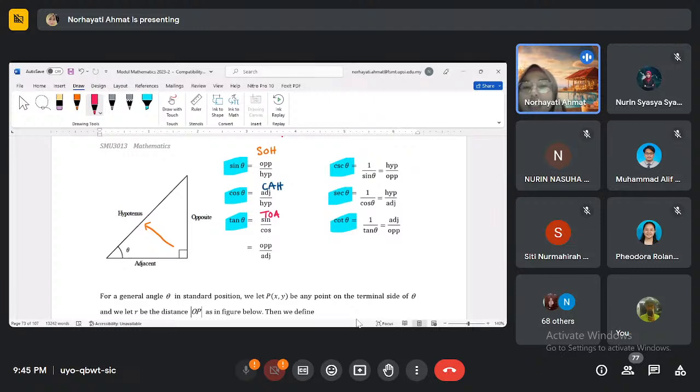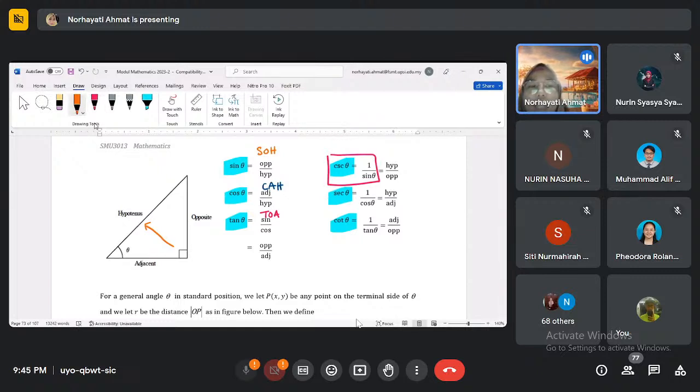To relate the other trigonometric functions, cosec, sec, and cot: cosec is 1 over sine. And we know sine is opposite over hypotenuse. Therefore, cosec is equal to hypotenuse over opposite. Just memorize this, then you can relate it to cosec. Just remember, cosec is 1 over sine.